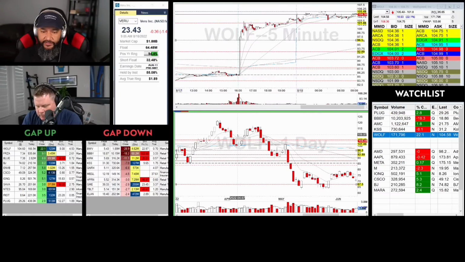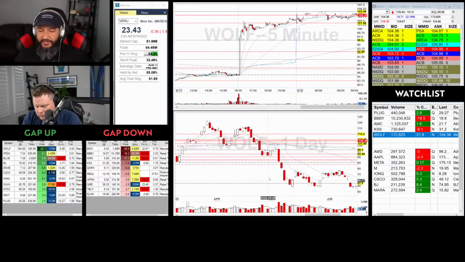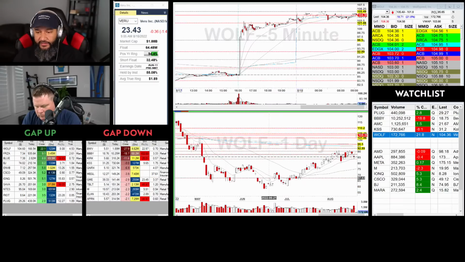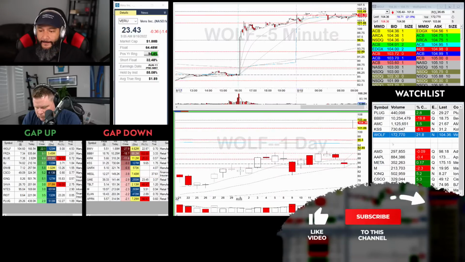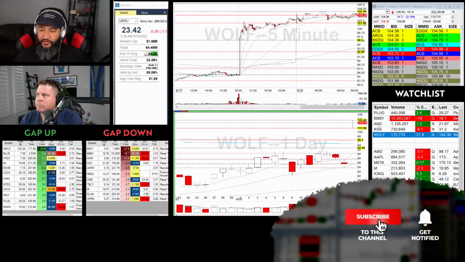Just want to get a level towards the top in case we do continue this run. We're looking at approximately around 110.20. I think it's a decent one. Obviously, you got some real big ones up here around 115, 120, but that's a stretch. Let's see what we could do to get out of this high and low range for the most part and see if any movement can happen there. All right, that is our list so far, guys. Plug, BBBY, AMC, Coles, and Wolf.